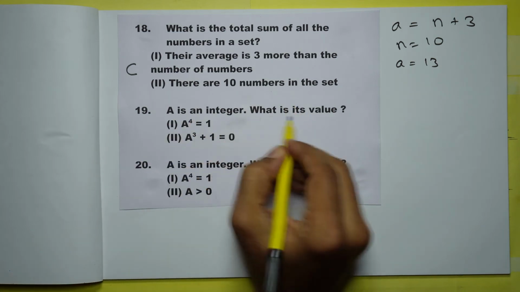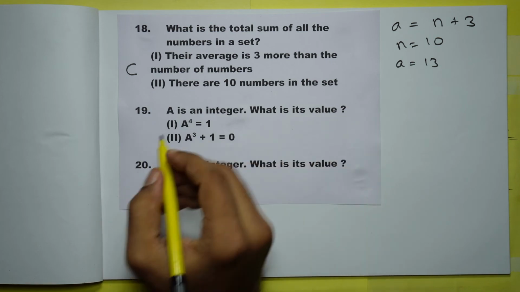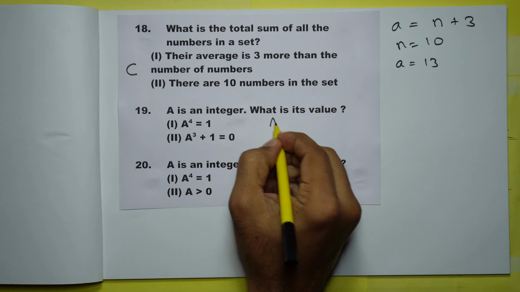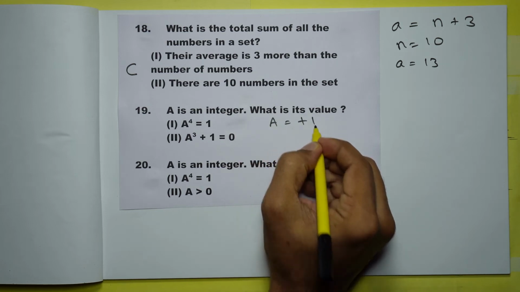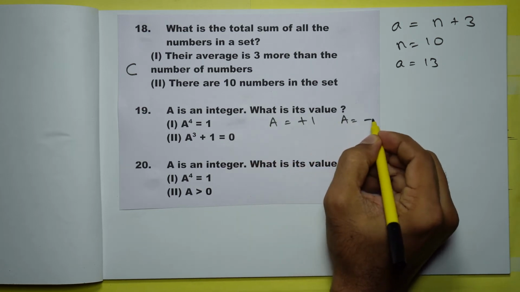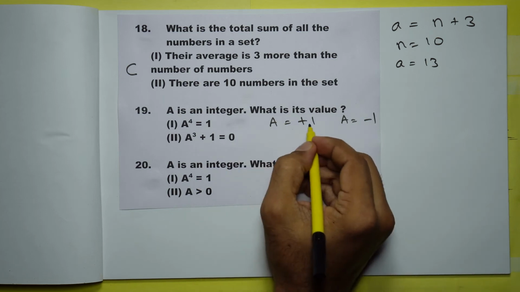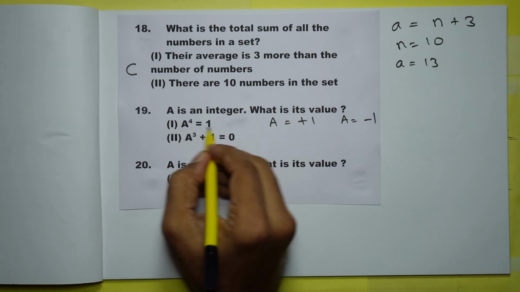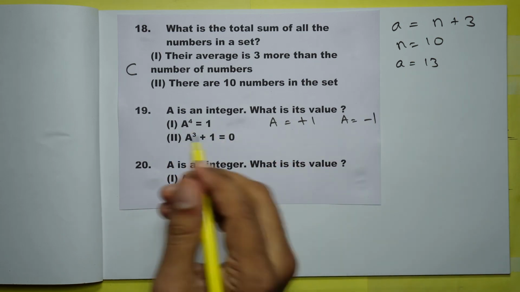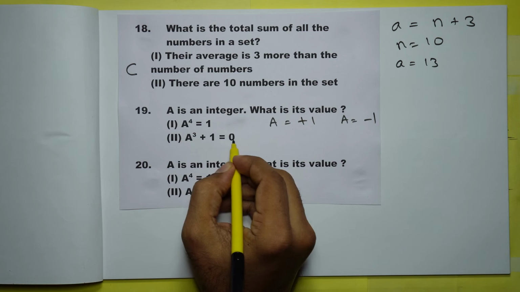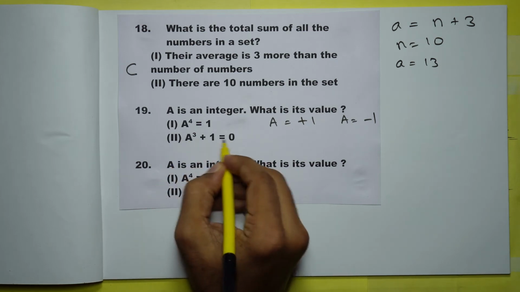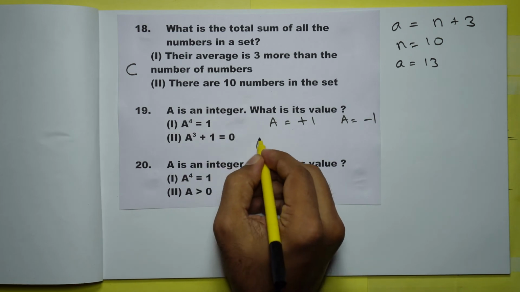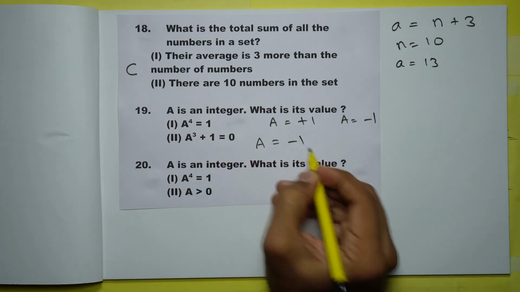A is an integer. What is its value? Now a raised to 4 is 1. Now a is an integer, so possible values of a are plus 1 and the other possible value is negative 1. So a may be plus 1, a may be negative 1. So in both the cases, a raised to 4 is 1. Now a cube is equal to negative 1. From this you will get a cube is equal to negative 1. Now since a is an integer, the only possible value of a is negative 1.